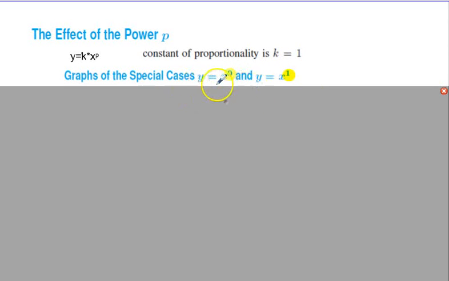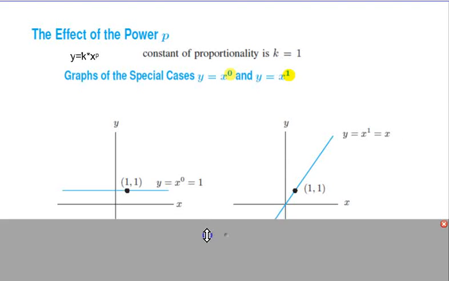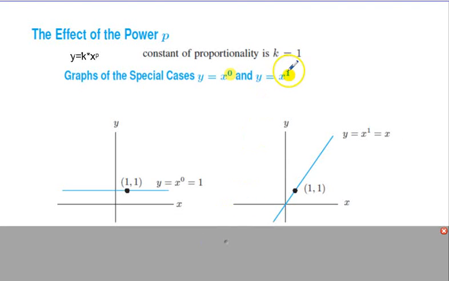Well, you guys should know what these graphs are without me graphing it. y equals x to the 0 means y equals 1, so it's a horizontal graph at y equals 1, and y equals x to the 1 is a slanted linear graph, and of course it goes through the origin. So these are very simple cases when p is 0 or 1.